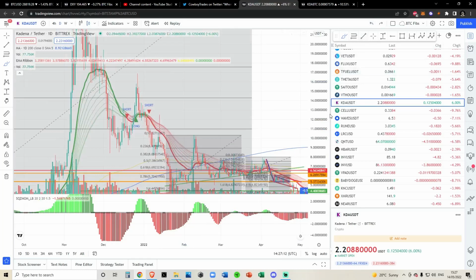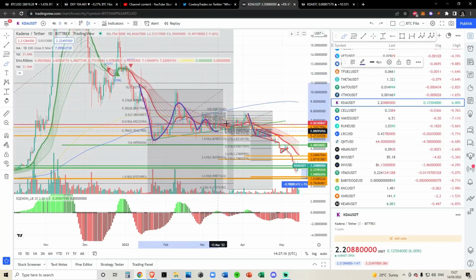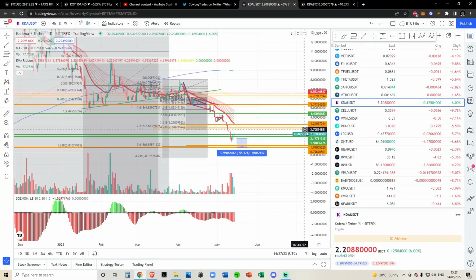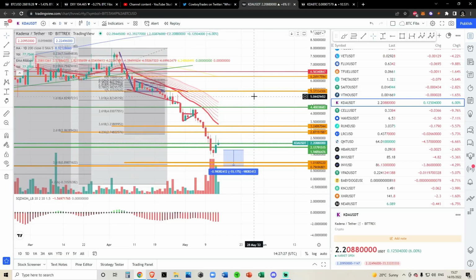Textbook failed retest. Now what have we been doing since then? You just keep on bouncing, making low lows, getting rejected from your EMA ribbons and breaking down. So the trend is your friend until the end. If you're trying to DCA this, then you're going against the trend, and that is not a smart idea in my opinion.